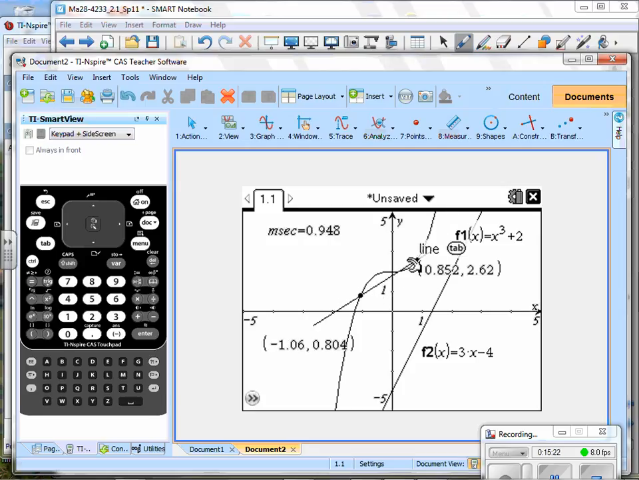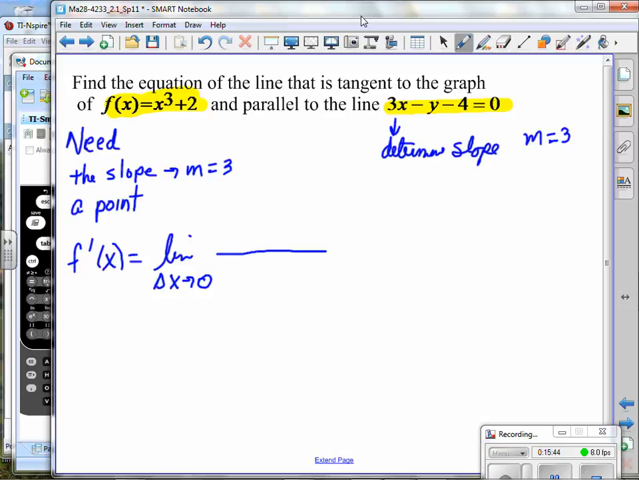Maybe that's not the point of tangency, right? So I'd have to move this point to a different place. Let's see if I can get it to be almost 3. It's a guessing game at this point. But what am I looking at? What am I considering it? I want the slope of the secant to become what? 3.